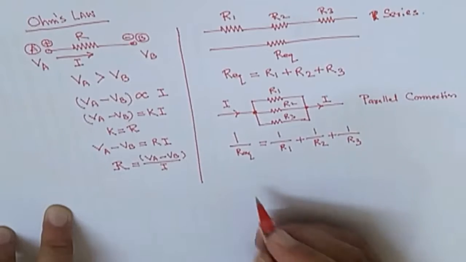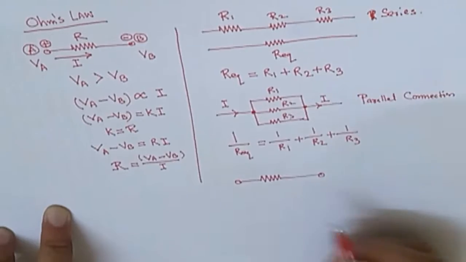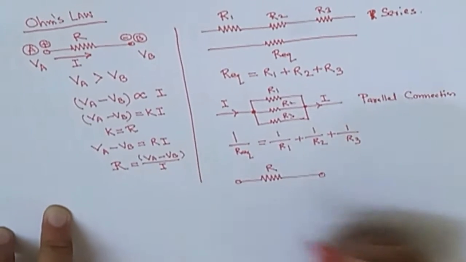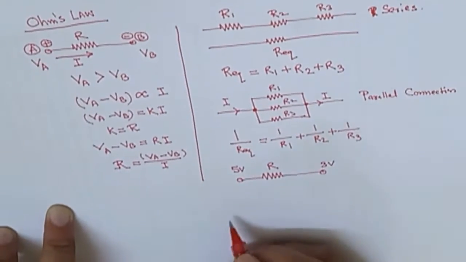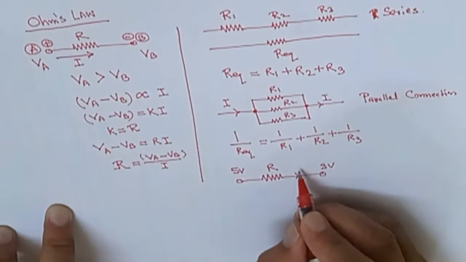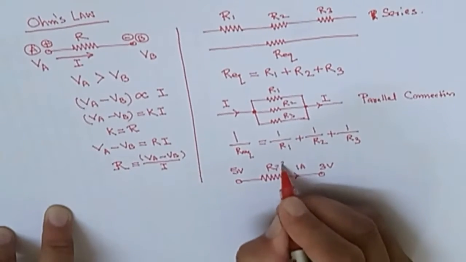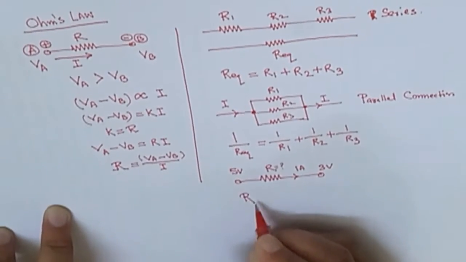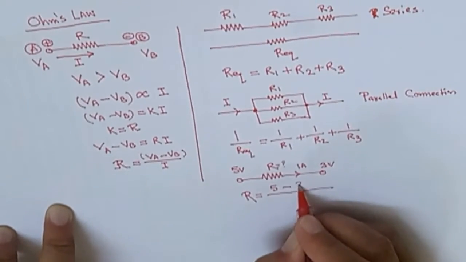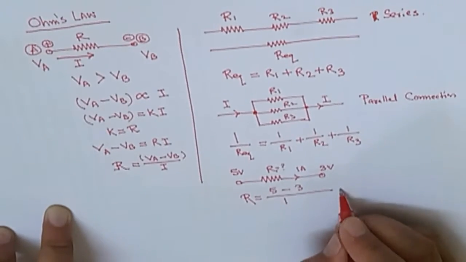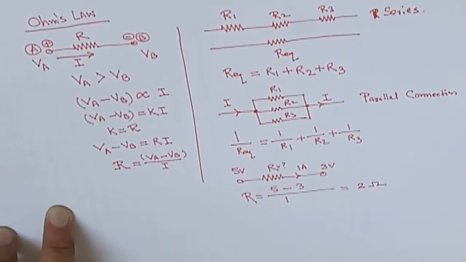Now I have an example. Suppose this is a resistance, and here R is to be found, and here the voltage is 5 volt and here the voltage is 3 volt, and the current passing is 1 ampere. If anyone asks you the value of the resistance R, it is equal to the higher potential minus the lower potential divided by the current. So the resistance is 2 ohm. This is all about our basics.